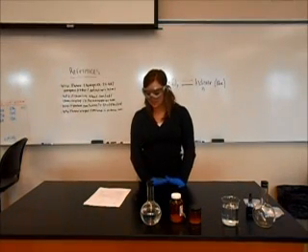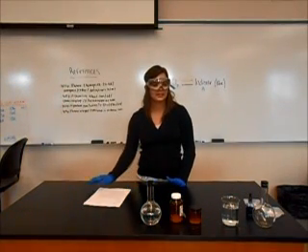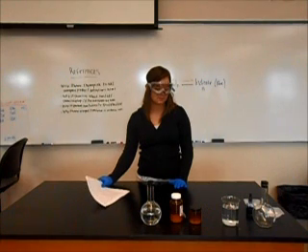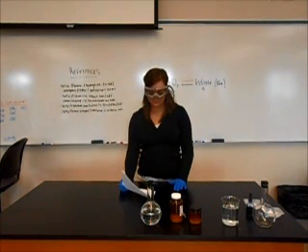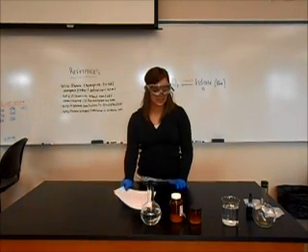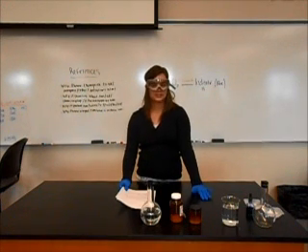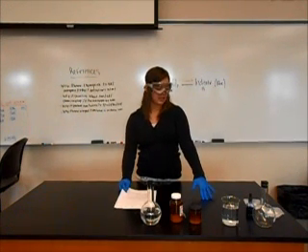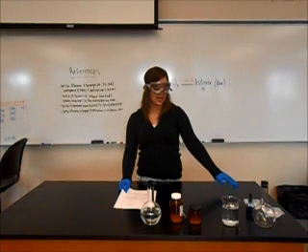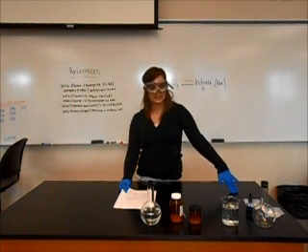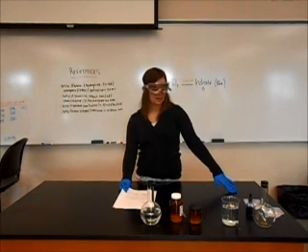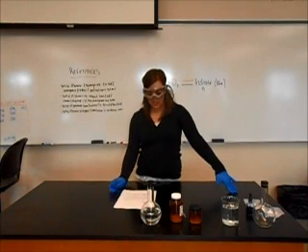My experiment is the methylene blue traffic light, and for this experiment you need a 500 milliliter Florence flask with a stopper. You need 300 milliliters of water. You need 10 grams of dextrose and 8 grams of potassium hydroxide, and then a methylene blue indicator.